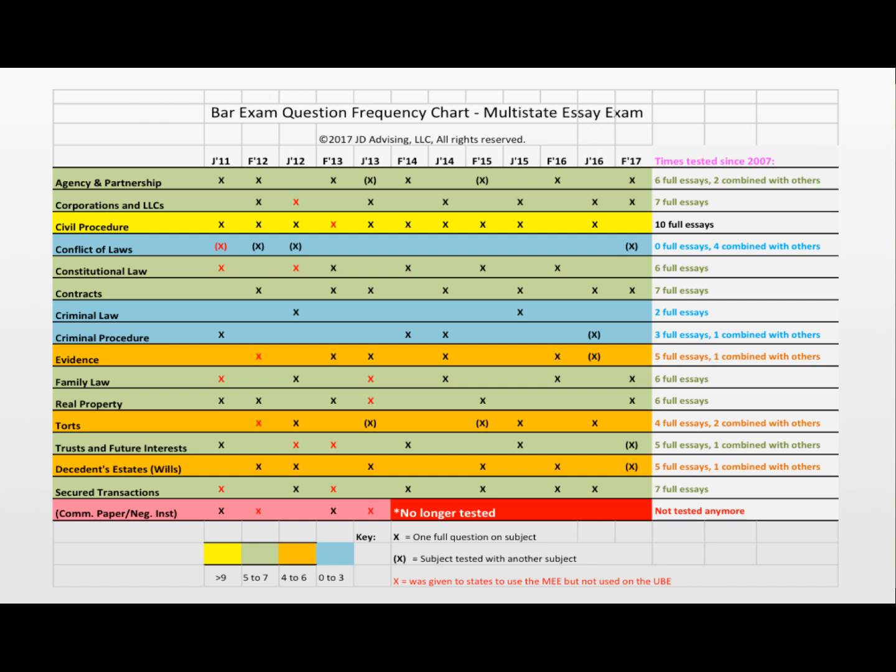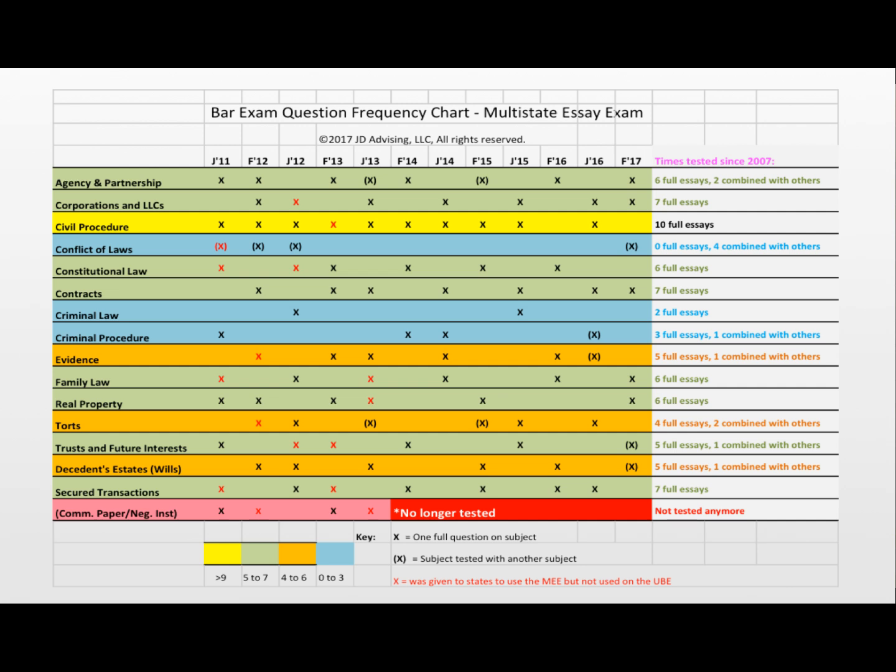If you look at our chart, you can also see when these subjects have been tested and how they've been tested. You'll see some red X's on that chart, and you might wonder what they mean. The red X's mean that these questions were offered to any jurisdiction that administered the MEE to choose from. So prior to 2014, the National Conference of Bar Examiners would write between 7 and 9 questions for the multi-state essay exam. For states that administered the uniform bar exam, the National Conference of Bar Examiners would choose themselves which 6 questions to administer. And those are all the black X's.